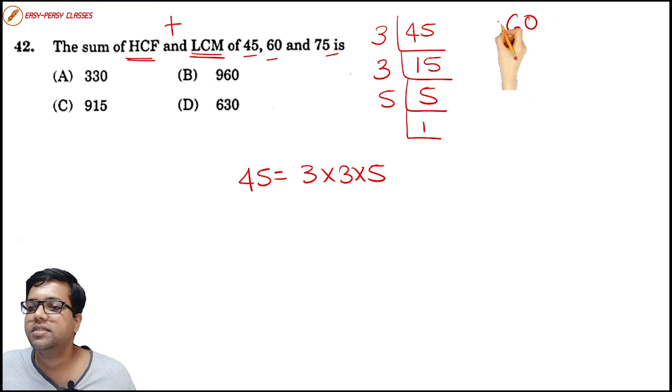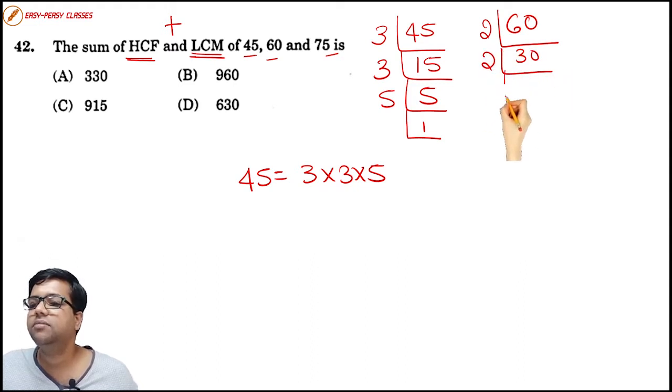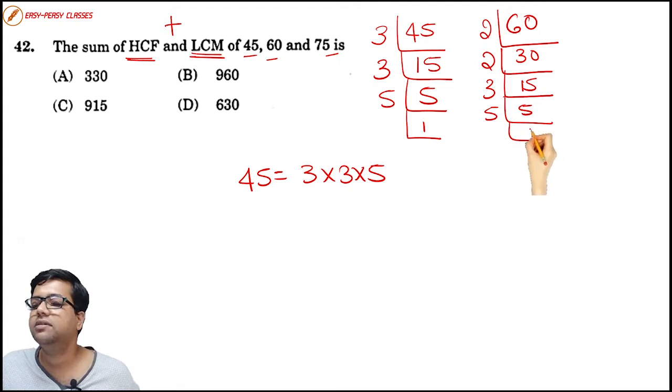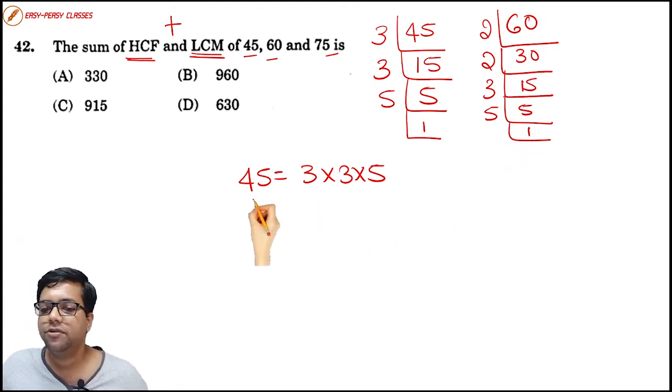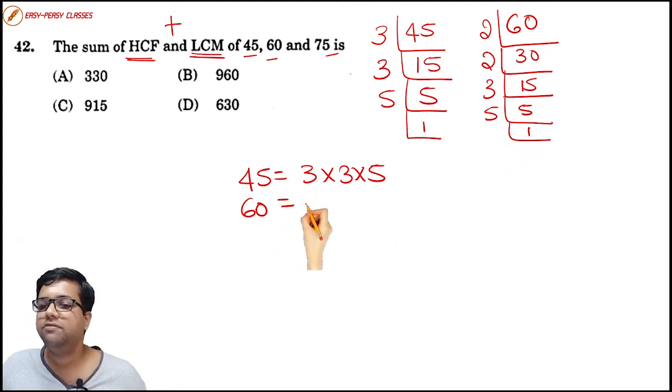Let us go for 60 again. So you can go by 2, it is an even number. 2 30s are 60. Again it's an even number. 2 15s are 30. Again this is an odd number. Now you will go by 3. 3 5s are 15, and now 5 1s are 5. So for the number 60, the prime factors are 2 into 2 into 3 into 5.